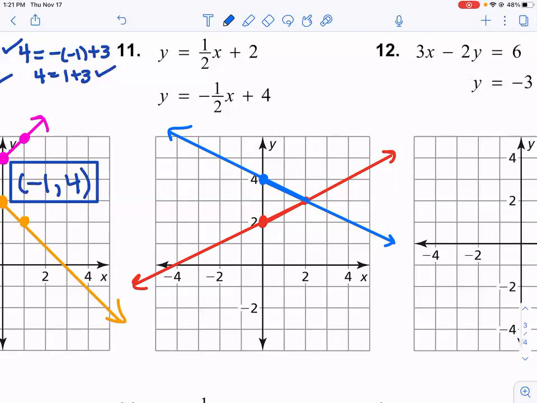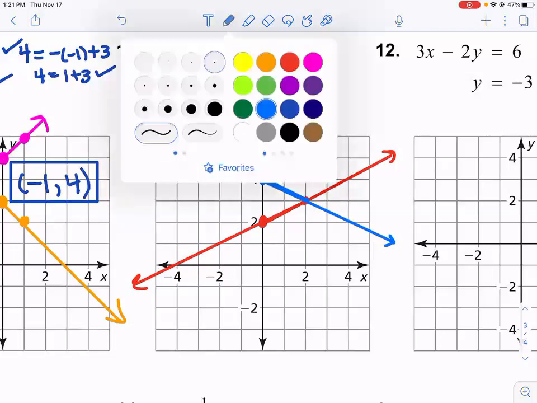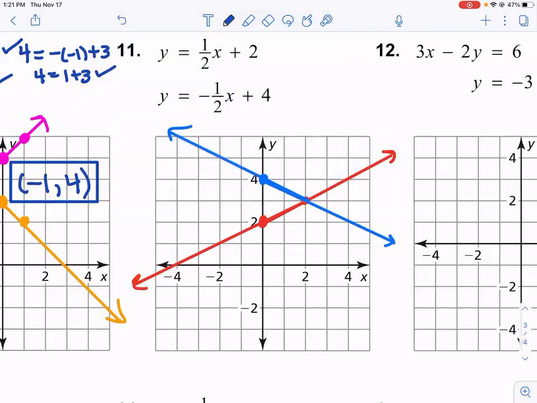Okay, so let's talk about these graphs. Here I have a slope of 1/2 and a y-intercept of 2. So here's my y-intercept of 2, up 1 over 1 for my slope. That red line is the first one. The second one has a y-intercept of 4 and a slope of -1/2, so I went down 1, right 2. Amelia, what coordinate did you name their intersection?